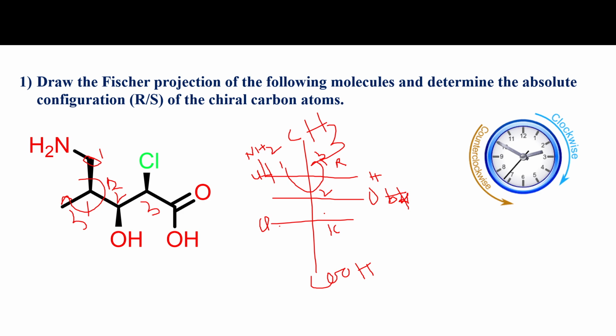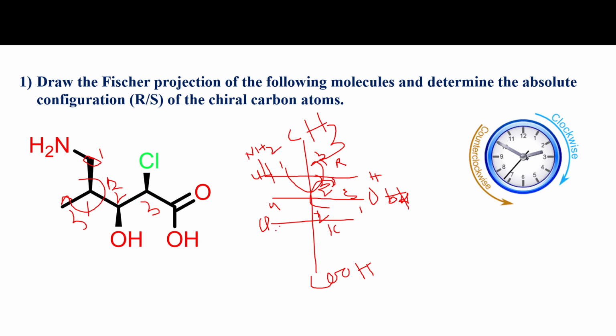This one, what is your first? CH2, CH. Okay, and here C-Cl. So this will be your first. This will be first, this will be second, this will be third, and this will be 4. So first, second, third, it will rotate in this direction, clockwise, so that will be S.